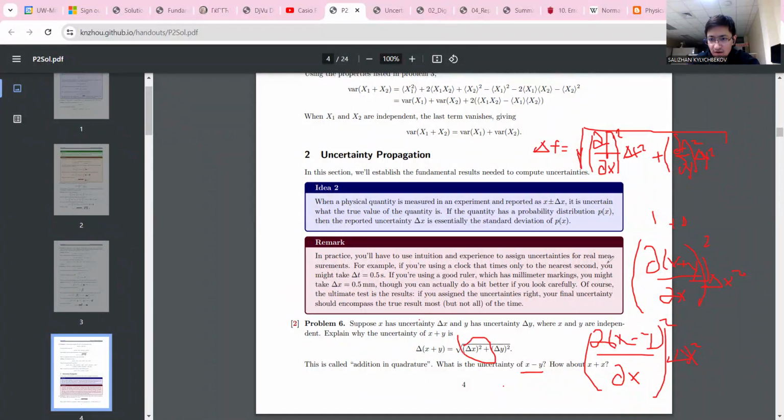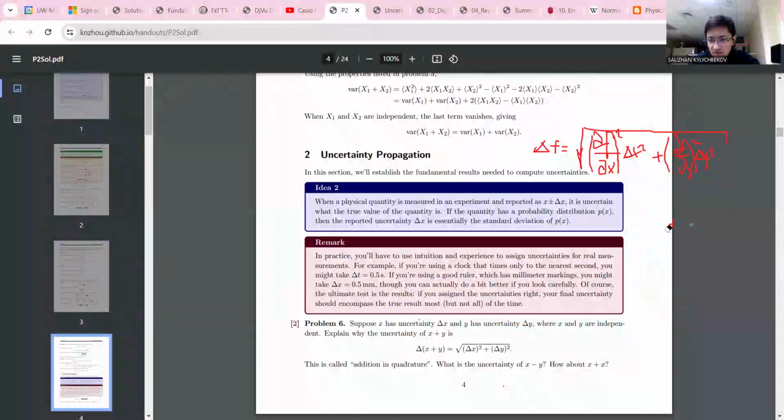For the second part, if I take the derivative it's minus 1, but minus 1 squared is also plus 1, times delta y squared. So it's just the same thing. If both are minus, it doesn't matter. Your resultant uncertainty of addition or subtraction, you just add in terms of quadrature again.